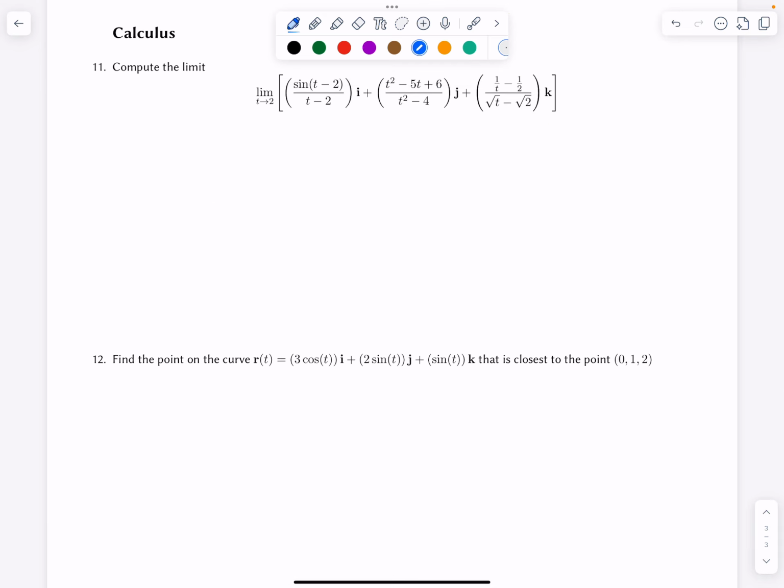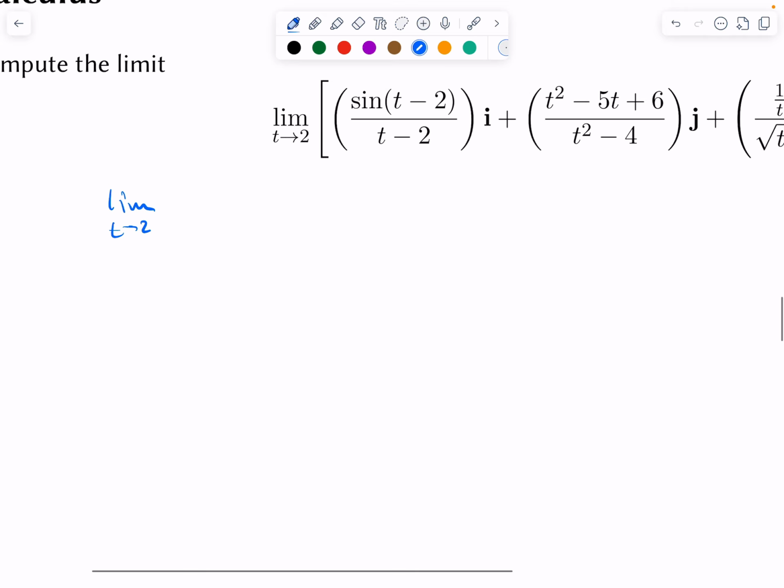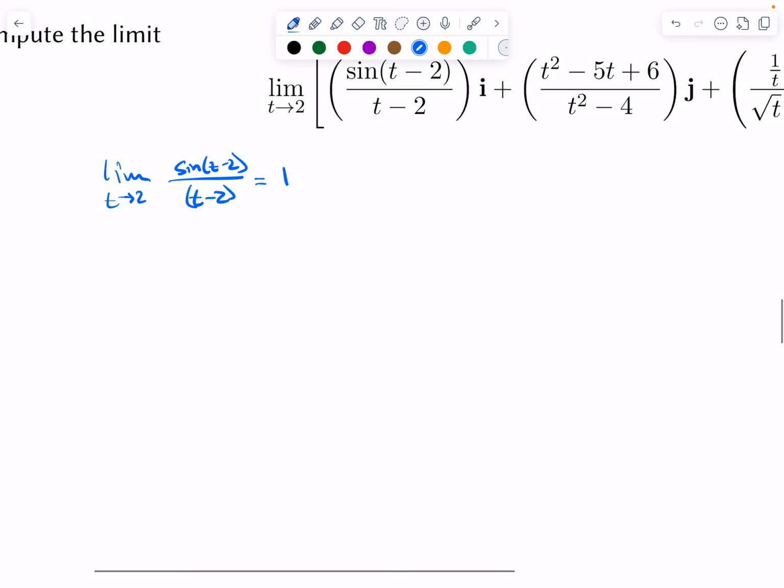Limits work the same in vector functions as they do in regular calculus, so this shouldn't be too bad. Basically, you can just do these limits one at a time. So we can do the limit as t approaches 2 of sine of t minus 2 over t minus 2. Hopefully you know how that works. That's just going to be 1.